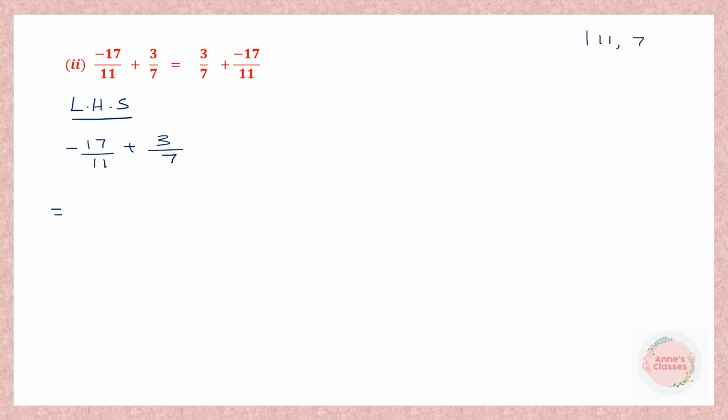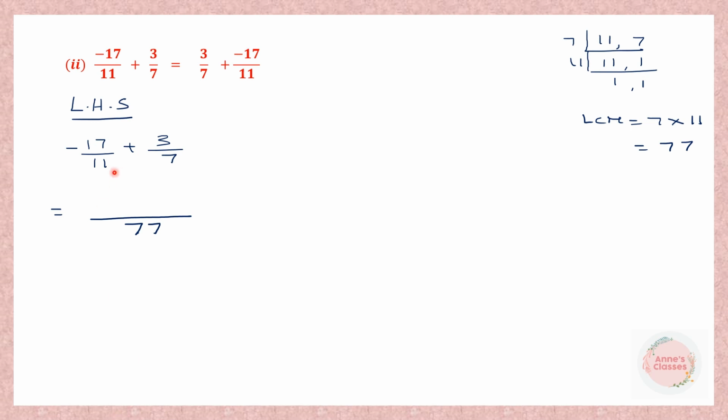Let's divide this by 7. So 11 comes as it is. 7 ones are 7. Use 11 this time. 11 ones are 11. So LCM will be 7 into 11. 7 11s are 77. So the LCM is 77. Now minus 17 by 11.